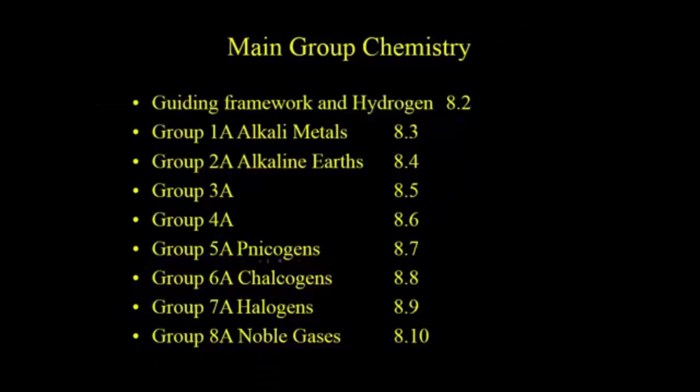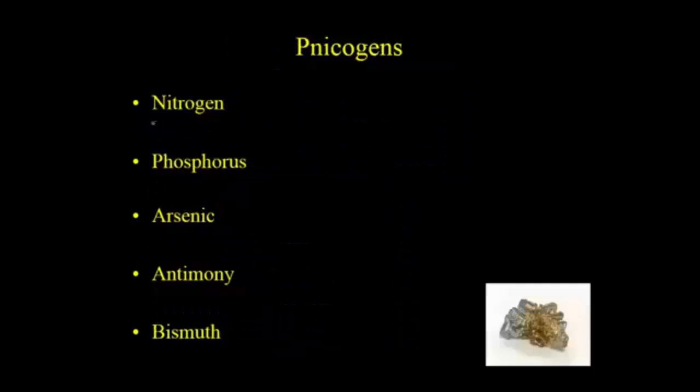The pnictogens are called this because they are choking producers. They include nitrogen, which composes 78% of the air, and it has strong pi bonds, p pi p pi bonds, and we'll see it's also able to make p pi p pi bonds with oxygen.